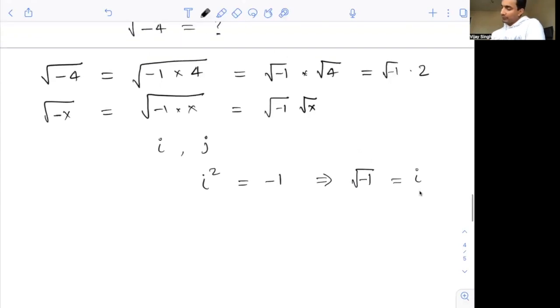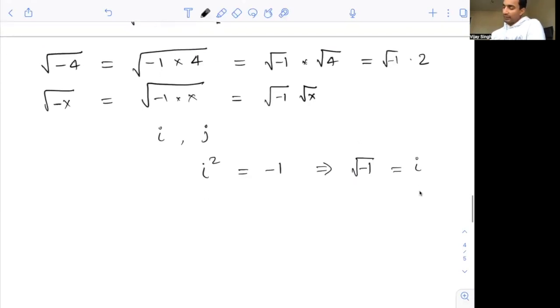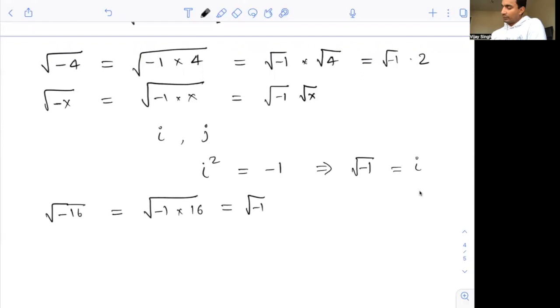Now, how does that help us? So once we have this new number i, we can start taking the square root of any negative number. So let's say minus 16. Minus 16 can be written as minus 1 times 16, which is the square root of minus 1 times the square root of 16, which would be equal to 4. So the square root of 16 is 4. And this number, the square root of minus 1, I can represent as i.